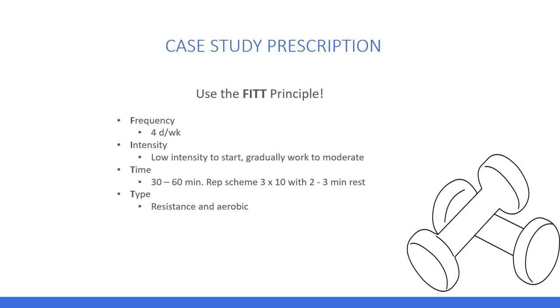Since we now have a solid understanding of Jen, it's now time to begin prescribing exercise. Keeping in mind the ACSM's criteria and using the FIT principle, we can begin structuring a program tailored to Jen's unique situation. For our program, we decided that a 30 to 60-minute workout at low intensity 4 days a week using a 3 by 10 rep scheme with 2 to 3-minute rest would work best for Jen.